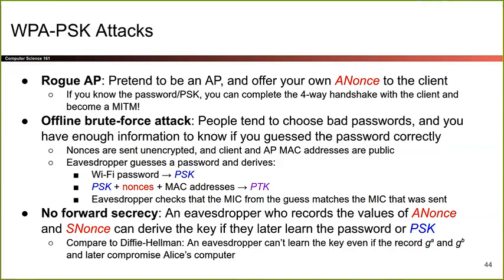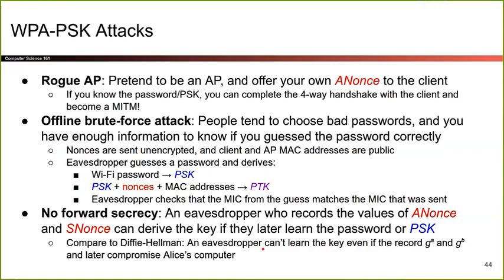WPA does not have forward secrecy because if you record ANonce and SNonce, so you write them down now, then later, if I learn the password or I learn the PSK, I can actually go back. I can take the password, which I now know, come up with blue, go from blue to purple. And because I recorded the nonces, I have those, so I get purple. And because I have purple, now I can actually decrypt past communications. So WPA does not have forward secrecy.